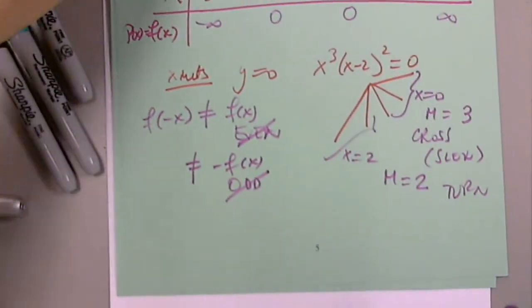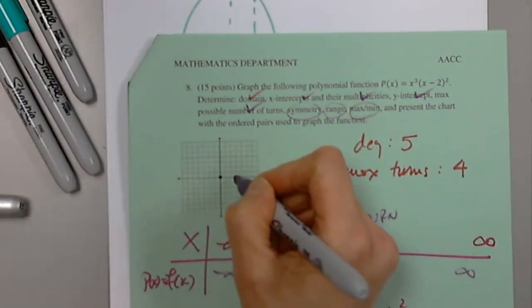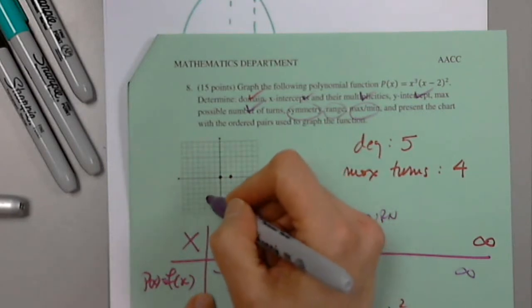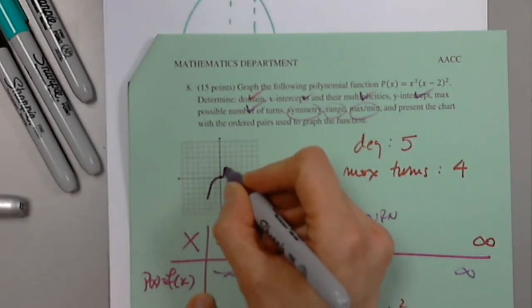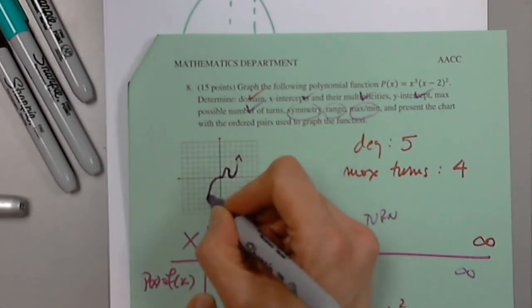Okay, so let's graph. Here's my graph. So I plot 0, 0, and I plot 2, 0. It's coming from negative infinity, very slowly crossing at the origin. It has to go to a maximum. It has to come back and turn at 2, 0 and go into infinity.